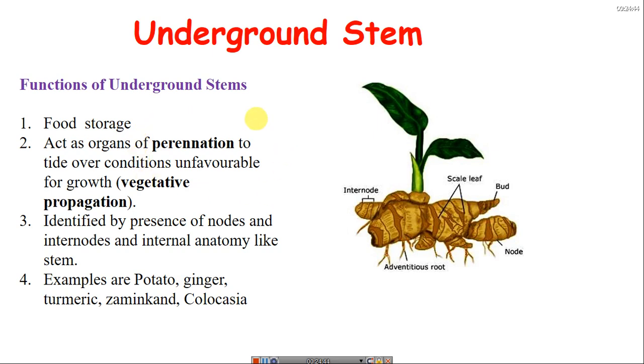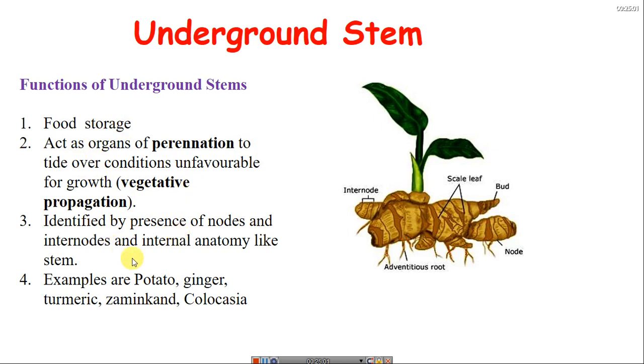And because they are a source of vegetative propagation, the plant will keep propagating underground, and whenever the conditions are favorable, the plant or the leaves will emerge out of the stem. So this is a source of perennation.